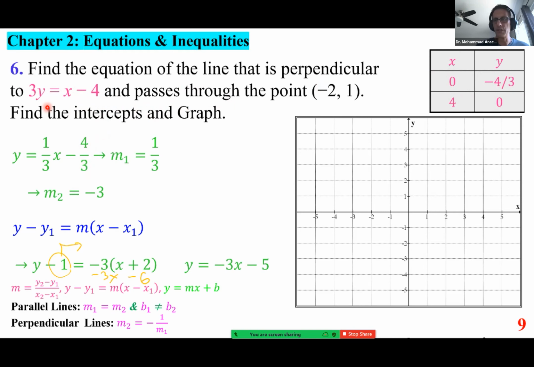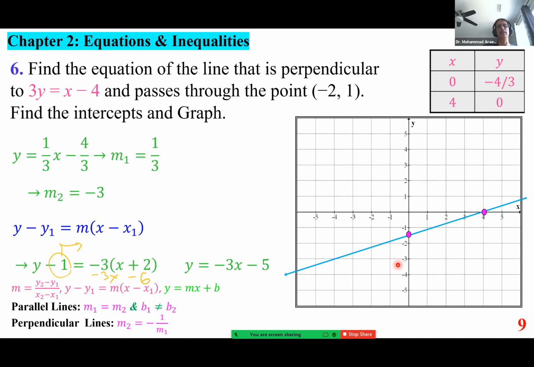Plot those two pairs. So we are looking at (0, -4/3), that means -1 and 1/3, and (4, 0). Connect the two, and that is the given line.